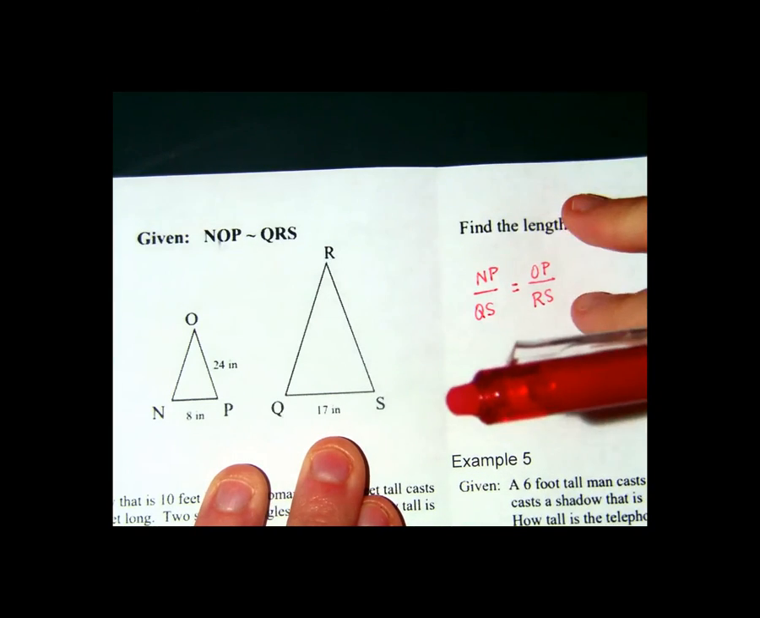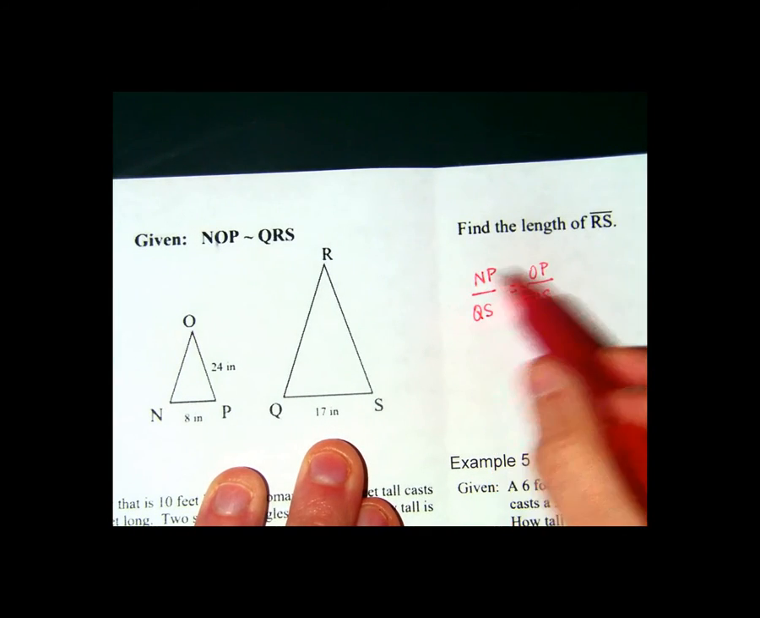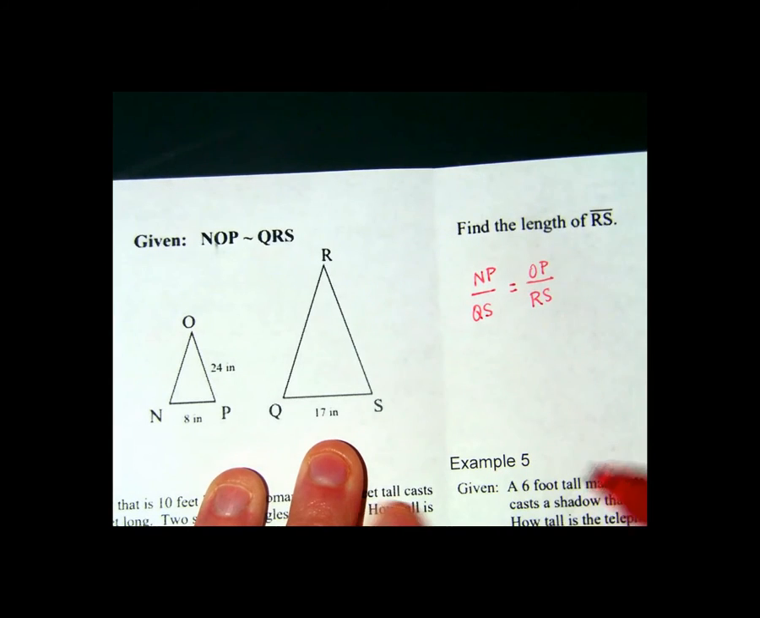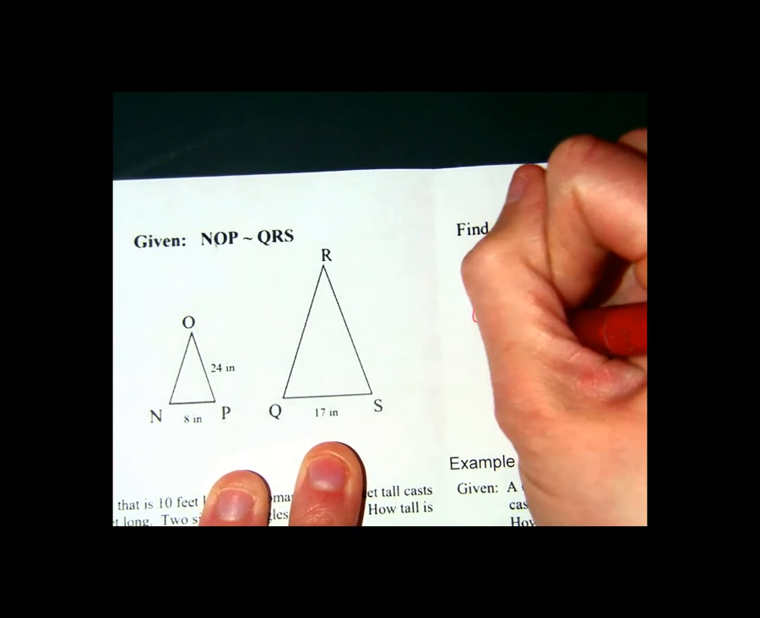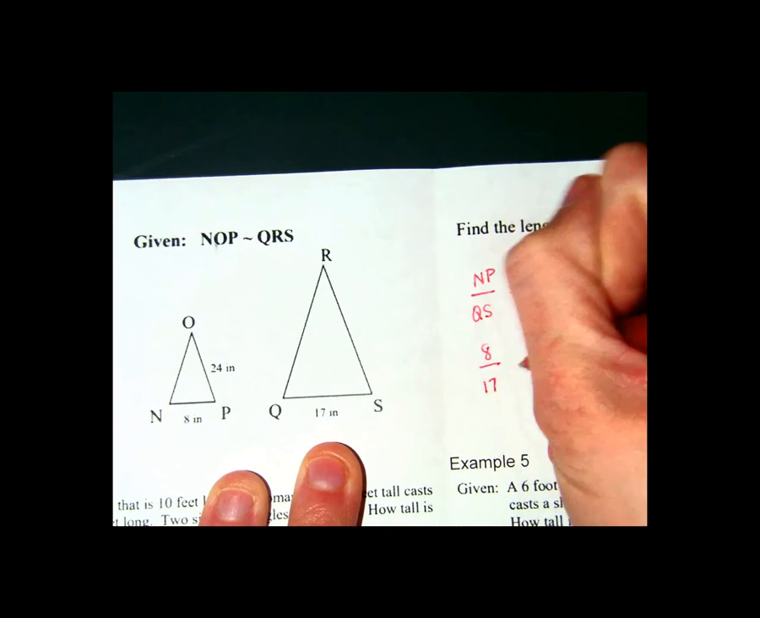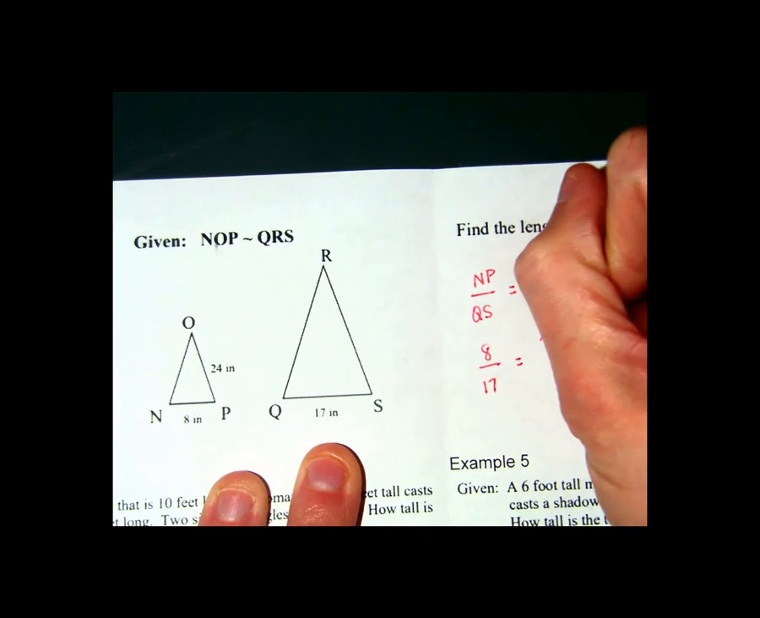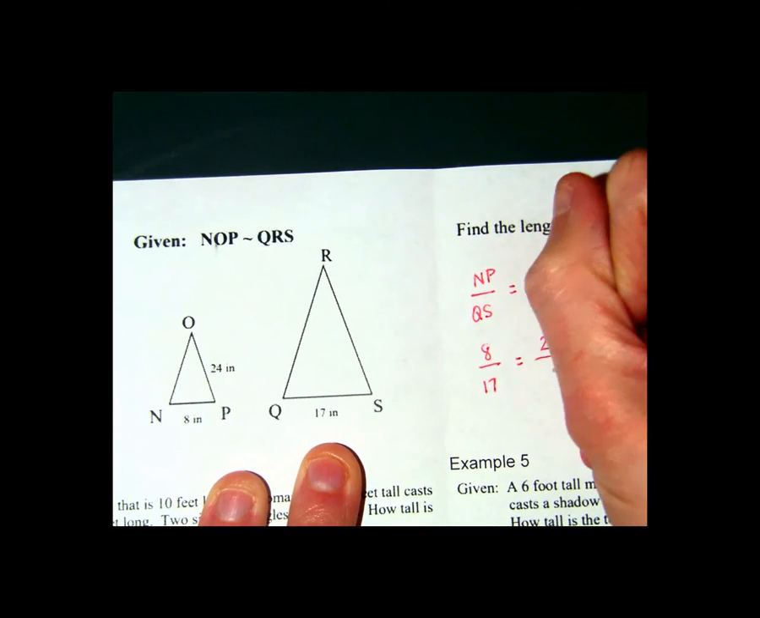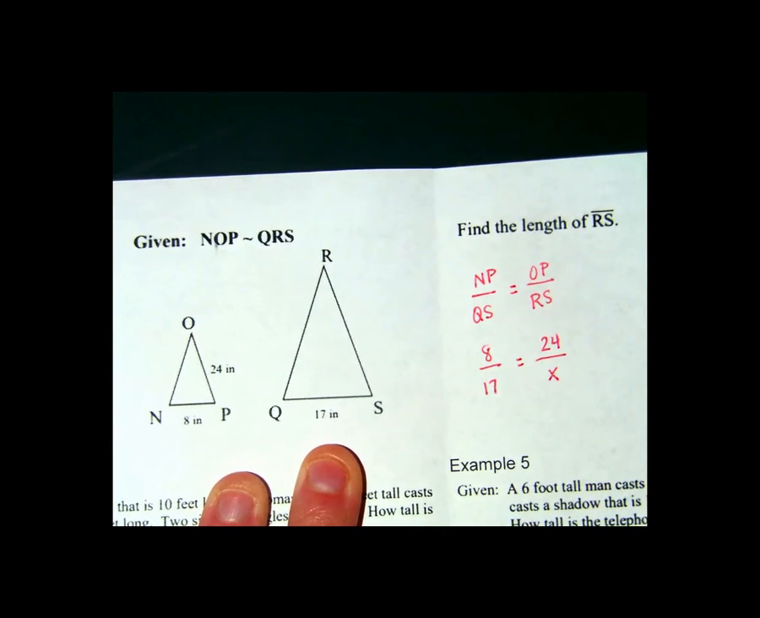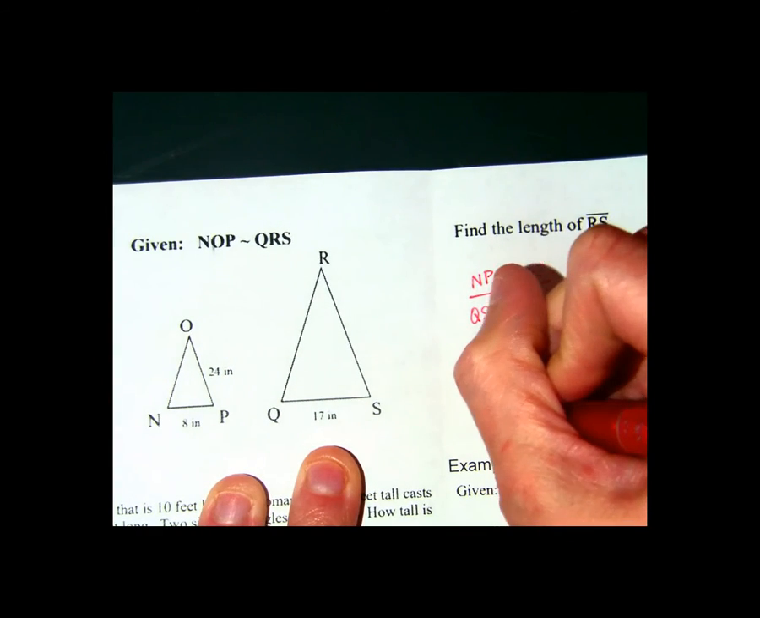It doesn't matter if you swap them, as long as you have one triangle on the top and one triangle on the bottom. We're now going to plug them in. So 8 over 17 should be equal to 24 over x. We don't know what RS is. Like we did a minute ago, cross multiply.